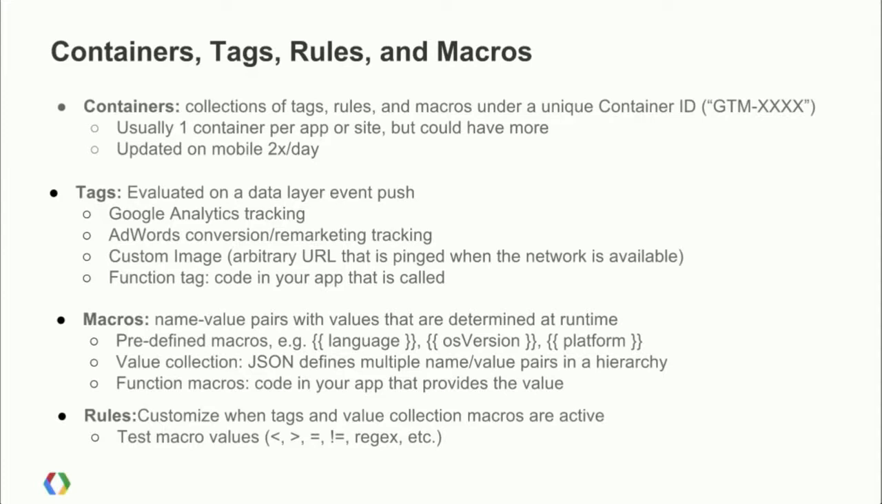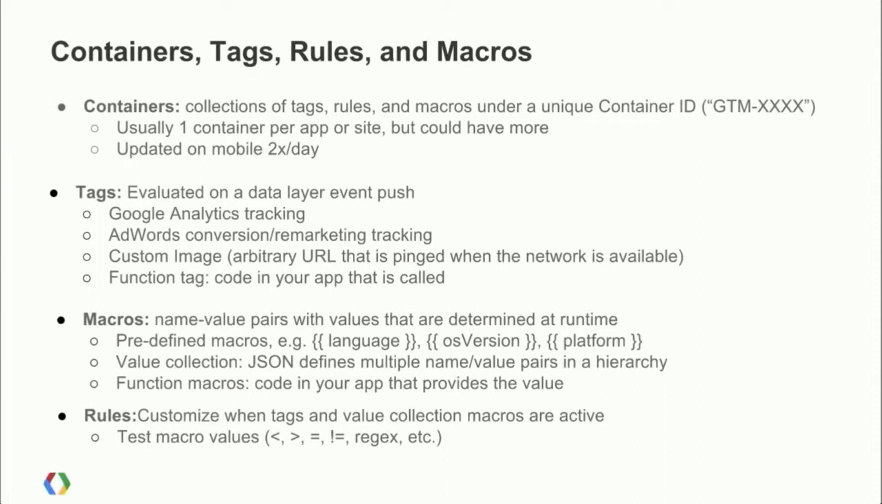Okay? Macros are name-value pairs, and their values are determined at runtime. It's easy to see with some predefined macros. One macro, for instance, is the language the user has set. Another is the version of the operating system. Another is the platform. That is, are we on iOS? Are we on Android? So these are values that can be retrieved at runtime and for which you can write rules against. You can also use any of these macros within a tag.